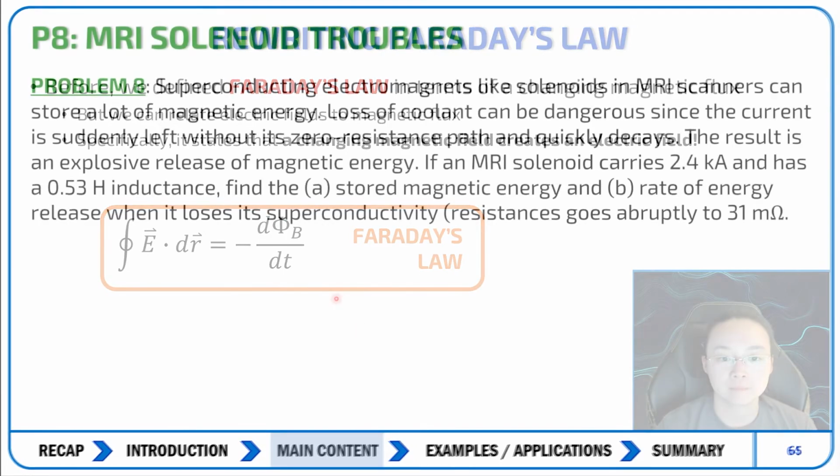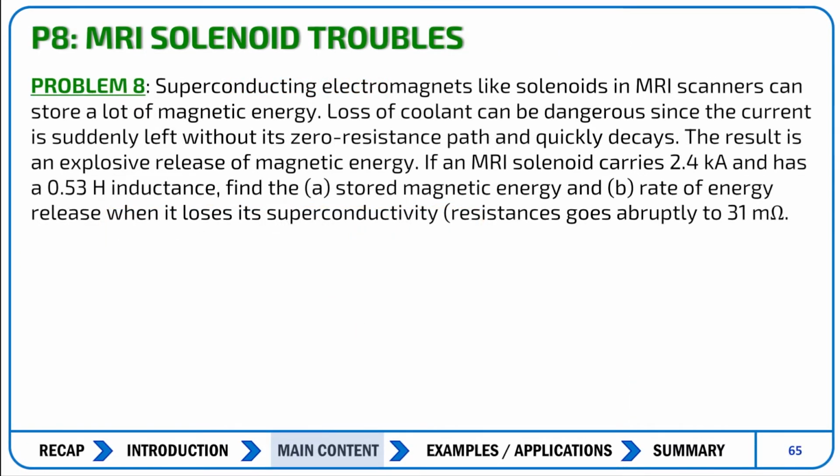The last problem we're going to go through has to do with MRIs. We start off with superconducting electromagnets like solenoids in MRI scanners, and knowing that they can store a lot of magnetic energy. If we lose some coolant, it can be really dangerous because the current is suddenly left without a zero resistance path and will quickly decay. The result is an explosive release of magnetic energy, so it's something that you always want to prevent. If an MRI solenoid carries 2.4 kiloamps and has a 0.53 Henry inductance, we want to A, find the stored magnetic energy, and B, find the rate of energy release when it loses its superconductivity. It gives you a definition of when it loses that superconductivity: when the resistance drops abruptly to 31 milliohms.